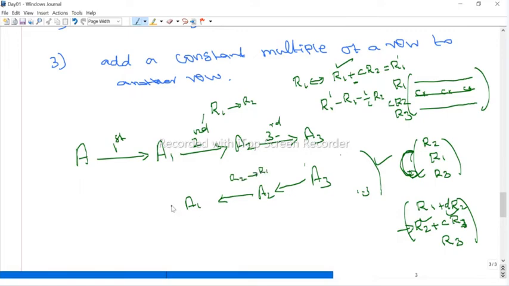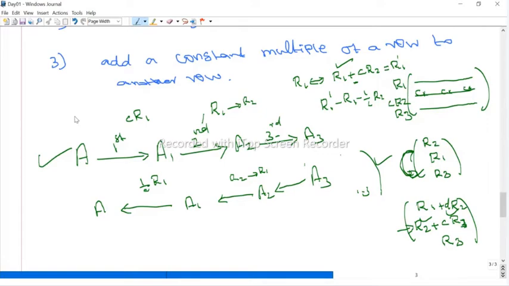Now from A1 to A, what we have? Suppose you are multiplying C to some row. Now what we have to do? You have to multiply 1 by C to that row. You get the original position. So this process is called the inverse row operation. This is just elementary row operation. But usually we use this one, but you should know the reverse process also.